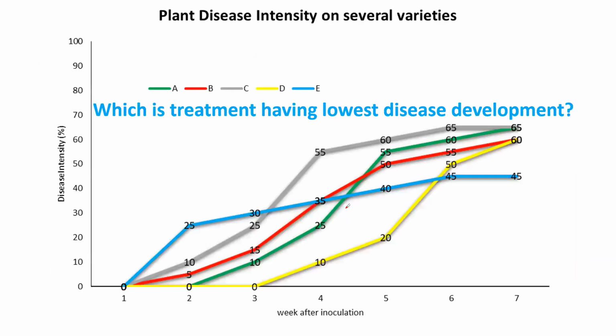You can practice it by answering this question: which treatment has the lowest disease development? You can try calculating the size of the area for the blue line, and then yellow, red, green, and also the gray. After that, the lowest AUDPC is the lowest disease development curve.